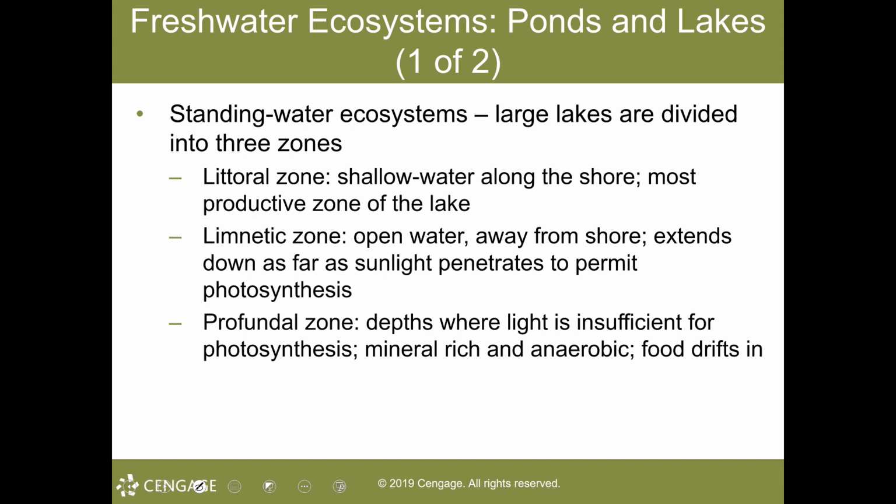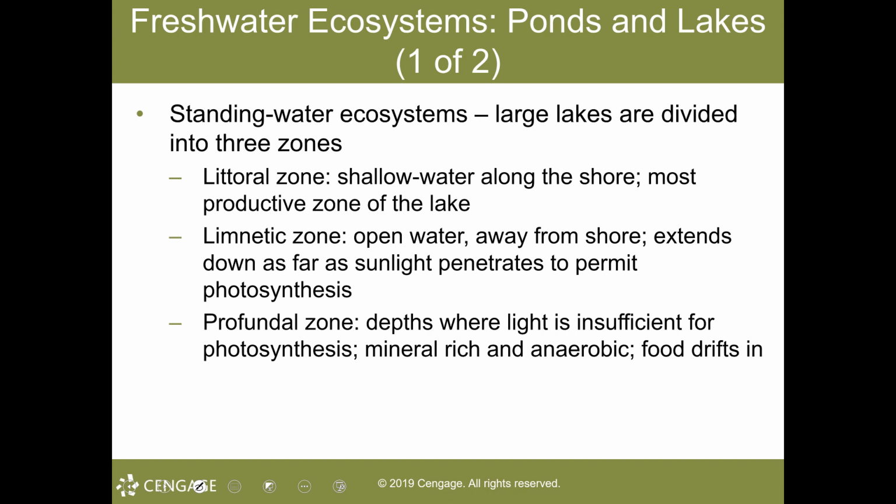So to contrast moving water systems, such as rivers, ponds and lakes are characterized by zonation. A large lake has four basic zones: the littoral zone, the limnetic zone, the profundal, and the benthic. The littoral zone is shallow water along the shore of that lake or pond.